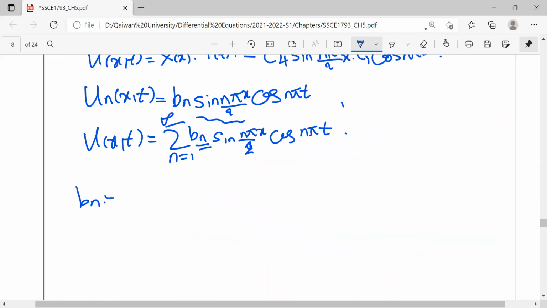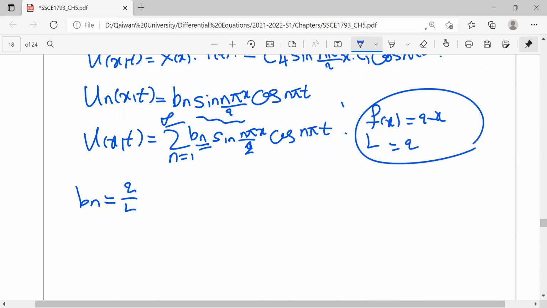We see Bn is 2 over L. Let's write down f of x is 2 minus x, and L is 2. These are given in the exam. 2 over L times the integration from 0 to L of f of x times, to find Bn, we multiply f of x by sine n pi x over L. We replace L and f of x by their values.